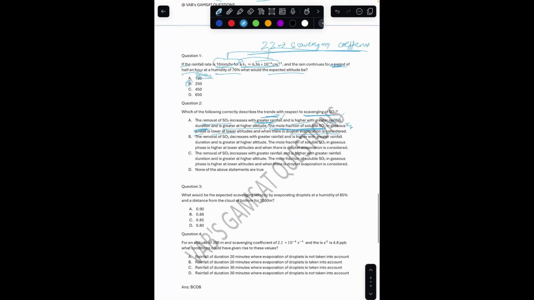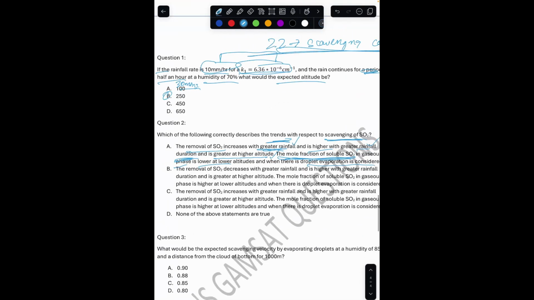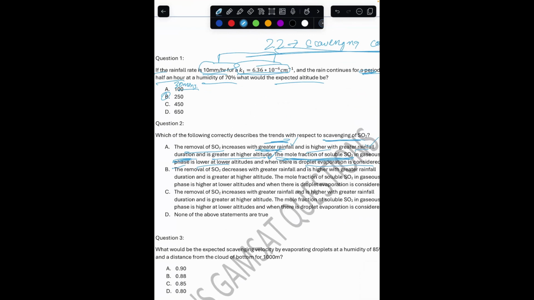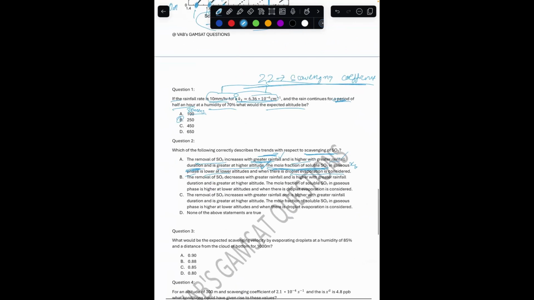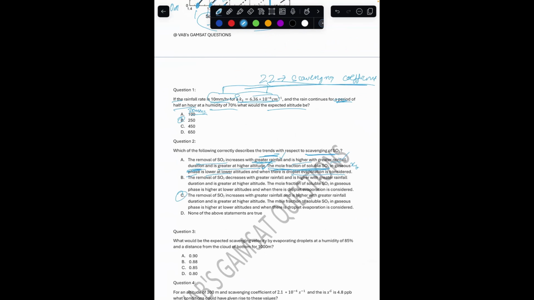So we need some option with all the same starting points, but the last point needs to be that it's higher at lower altitudes. The proportion is higher at lower altitudes because you're near the Earth's surface. So I think that's C. The removal of SO2 increases with greater rainfall and is higher with greater rainfall duration and is greater at a higher altitude. The mole fraction of soluble SO2 in gaseous phase is higher at lower altitudes. So yeah, the mole fraction of soluble SO2, or the Xg, is higher at lower altitudes.